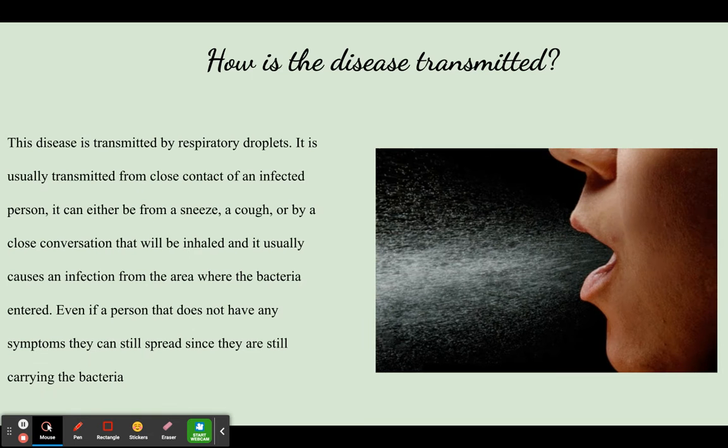And how is the disease transmitted? The disease is transmitted by respiratory droplets. It is usually transmitted through close contact with an infected person, from sneezing, coughing, or close conversation that will be inhaled. It usually causes an infection in the areas where the bacteria enter. Even if a person does not have any symptoms, they can still spread it since they are still carrying it. So even though people don't have any symptoms of H. influenzae, you need to be careful because they can still be carrying the disease and spread it to you or to other people.